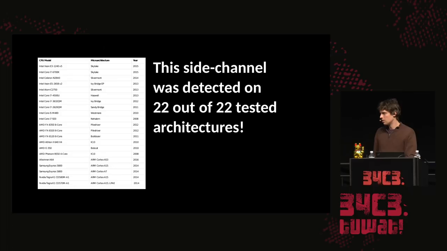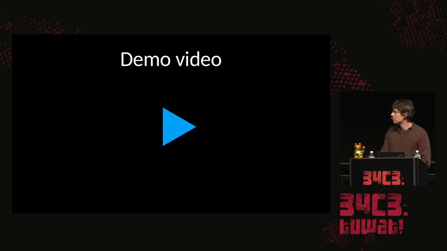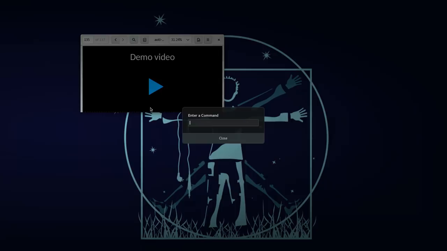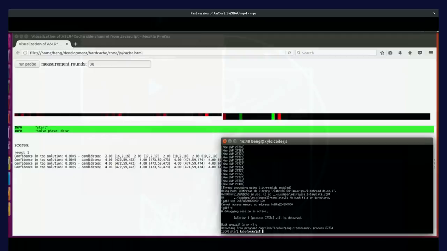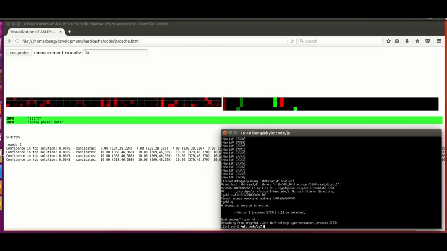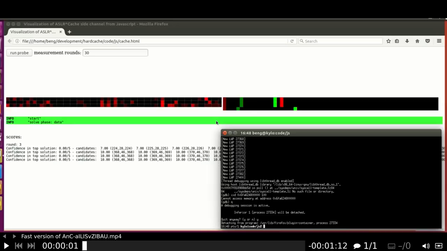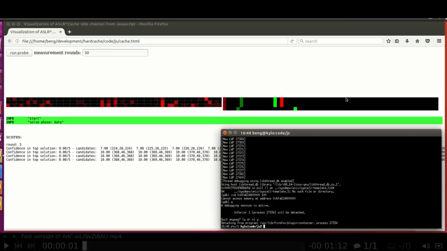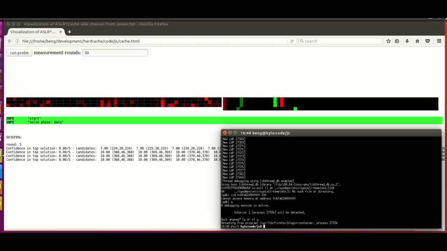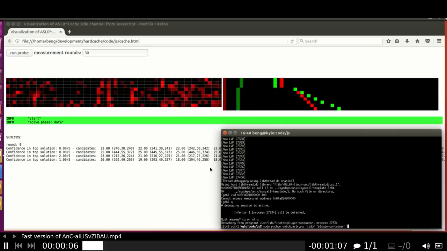So, time for a demo video. Here we have obviously the browser. These bits are the raw measurements, and what you see here are signals detected by a solver, which tries to find the most likely values for the attack. Looks really pretty, matrix style.